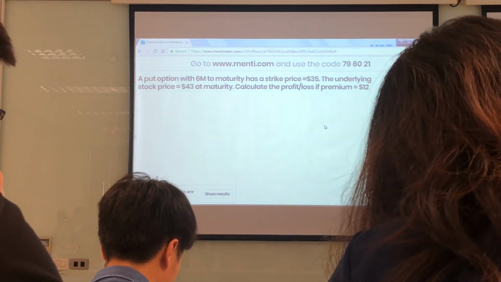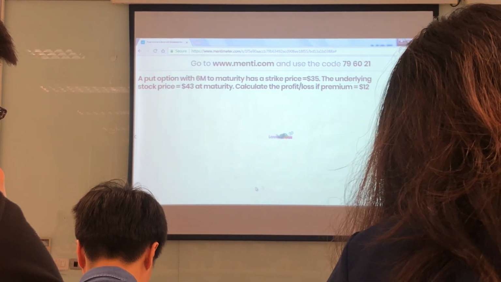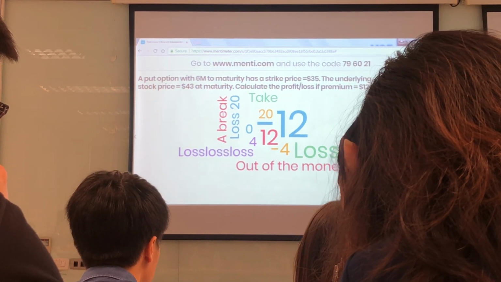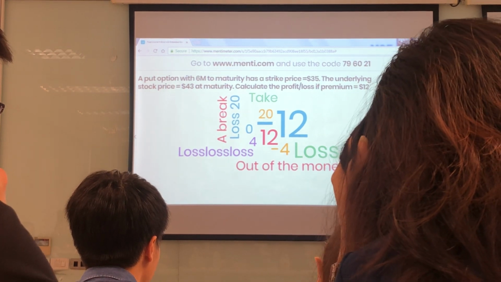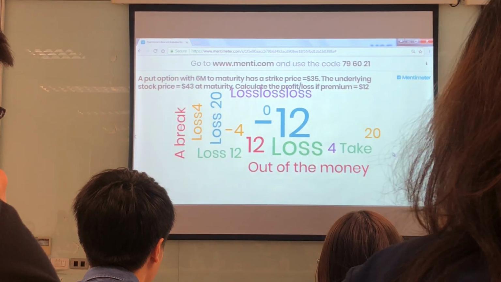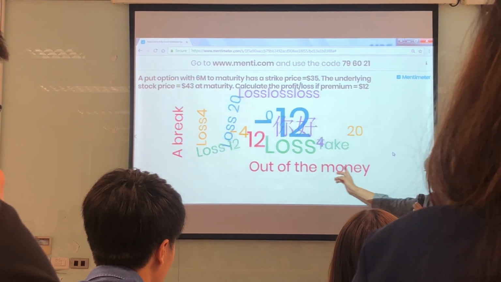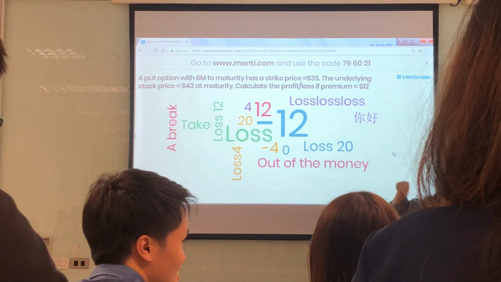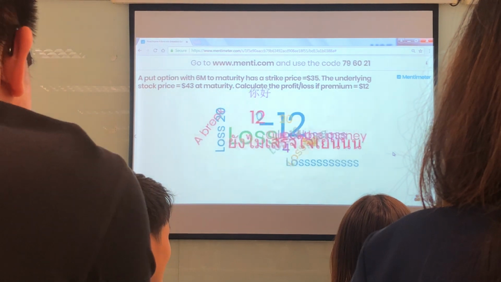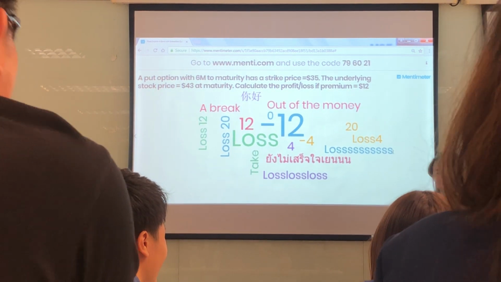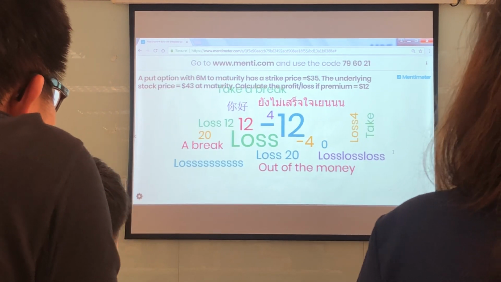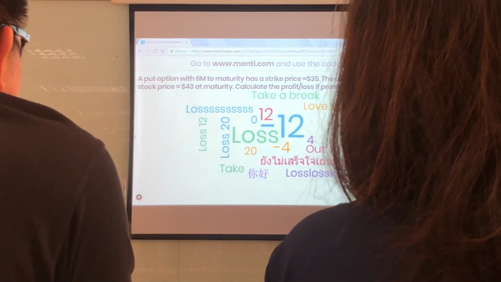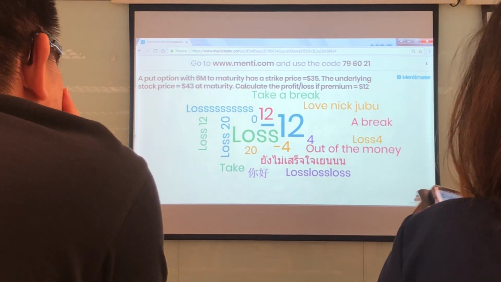Okay, let's see. Does someone know this term, out of the money? The term out of the money means this put option becomes worthless. Okay, we use the term out of the money. What does it mean?